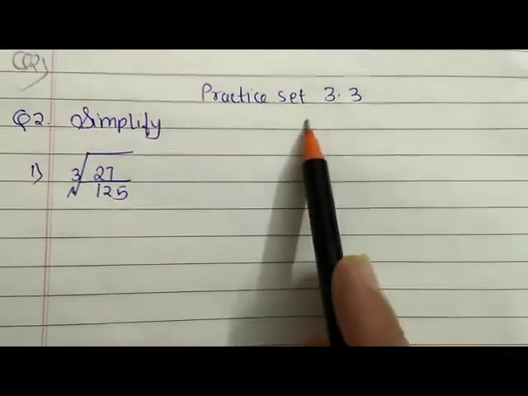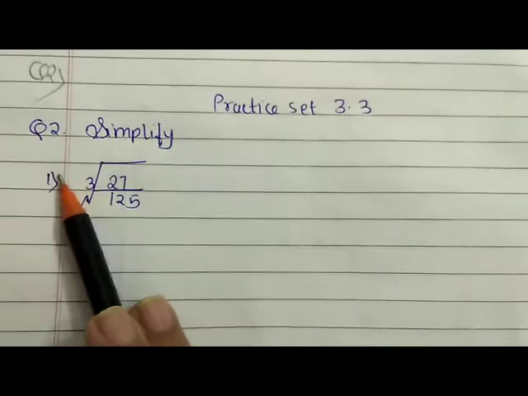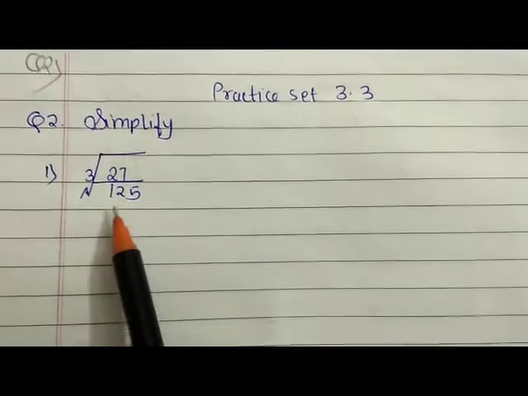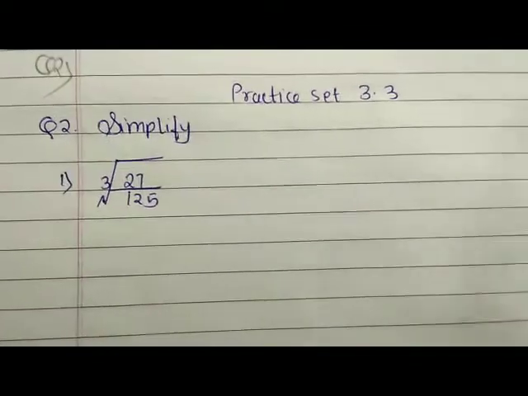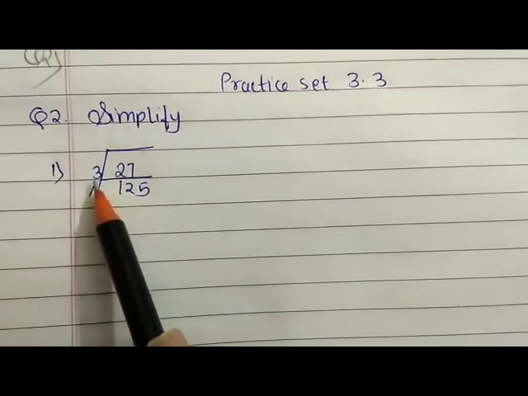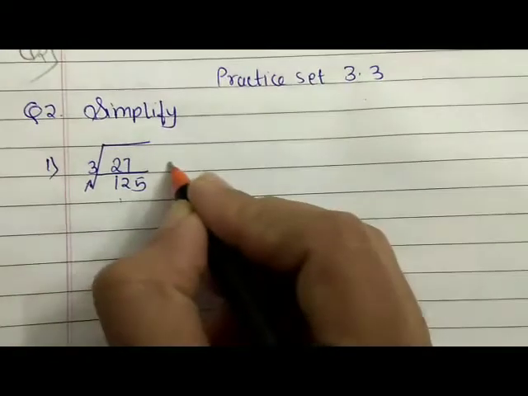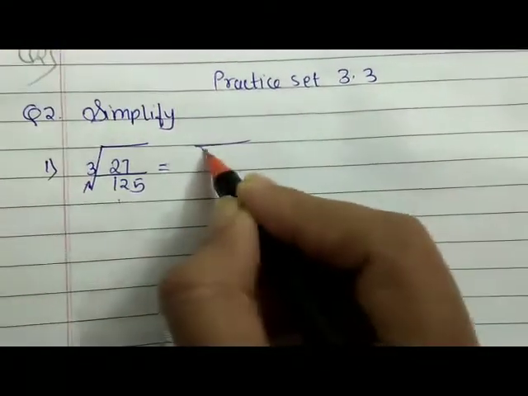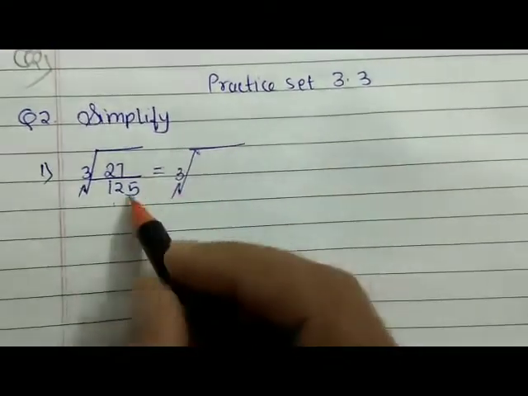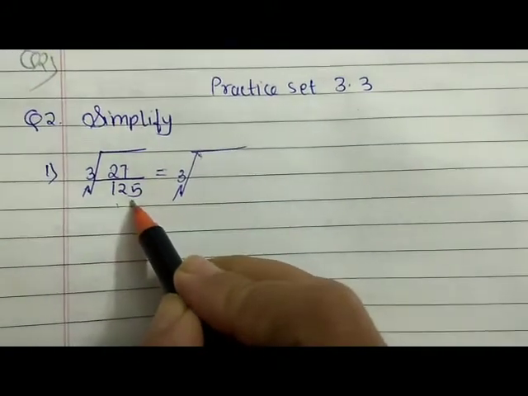We will learn practice set 3.3 question number 2: simplify. So now we are supposed to simplify this. Let us first find out the factors of both the numerator and denominator.